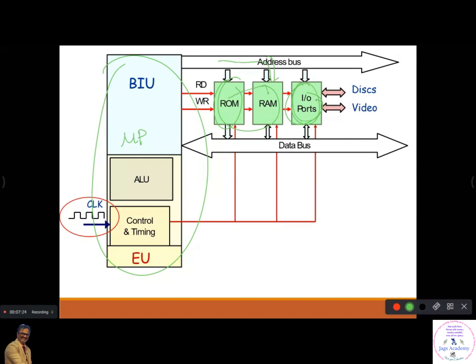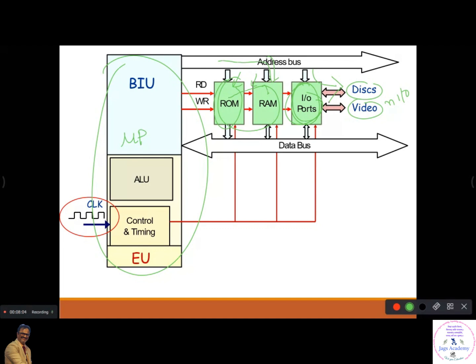Whatever IO devices you are connecting to the 8086 microprocessor, it can be a disk, a camera, anything. There are n number of IO devices that can be connected. They are connected to the IO port, an external integrated circuit connected to the 8086 microprocessor. The address bus is used to locate data from the memory and also to locate the IO devices.